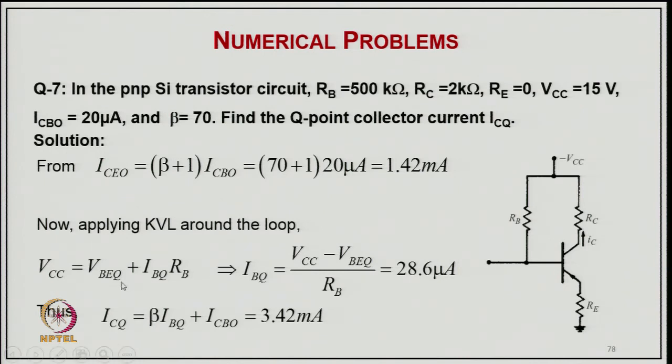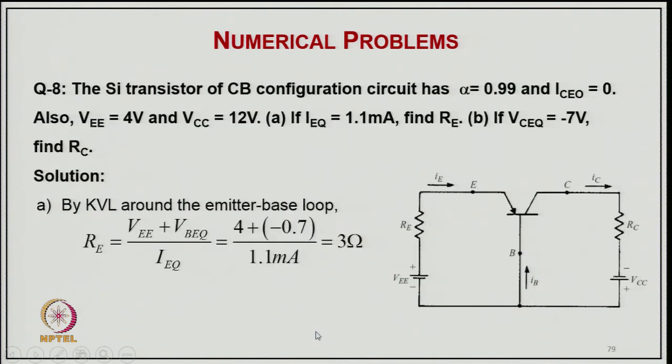VCC will be equal to VBEQ plus IBQ RB. Typically here IBQ will be VCC minus VBEQ upon RB, and that is 28.6 microampere, and ICQ will be now beta IBQ plus ICEO. So that comes 3.42 milliampere.